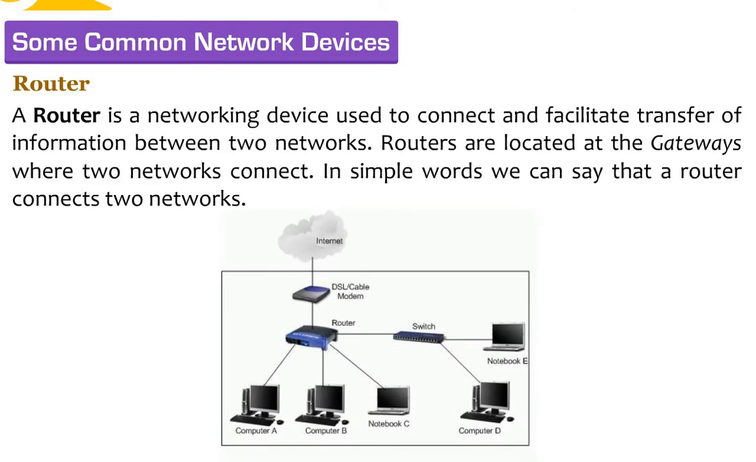Router. A router is a networking device used to connect and facilitate transfer of information between two networks. Routers are located at the gateways where two networks connect. In simple words, we can say that a router connects two networks.